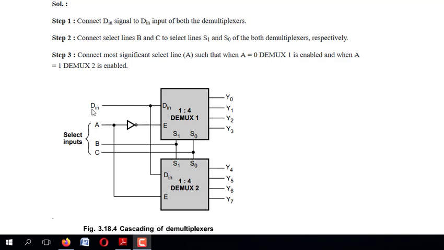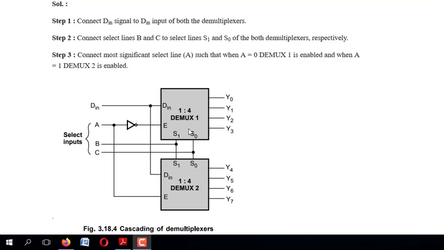Commonly you will be having only one input, isn't it? So see here, this D in will be the input for this mux and this D in is also the input for this mux. But see here, what will be the output for the first mux? It is Y0, Y1, Y2 and Y3. For the second mux it is Y4, Y5, Y6 and Y7. What is the operation of your mux? At a time you can get output in only one place, isn't it? But now we are having two muxes.